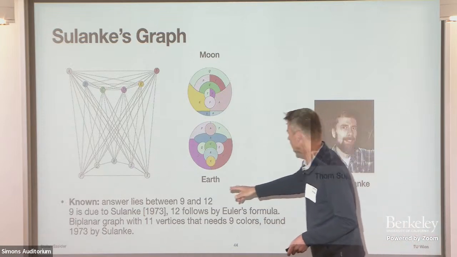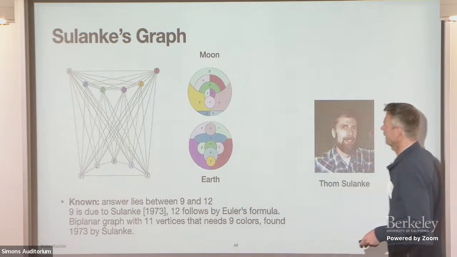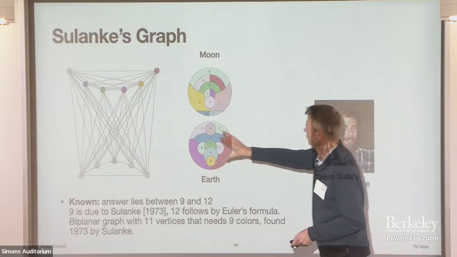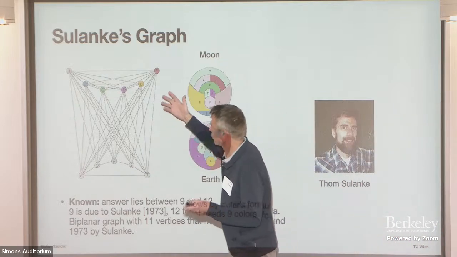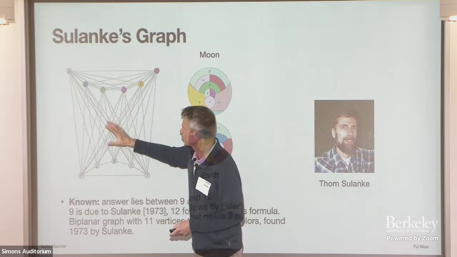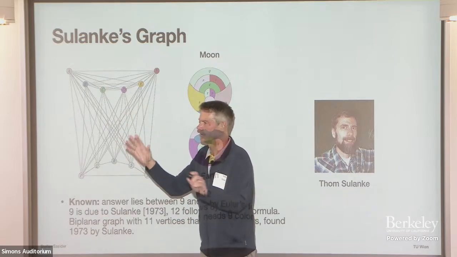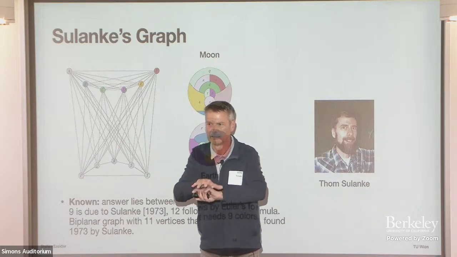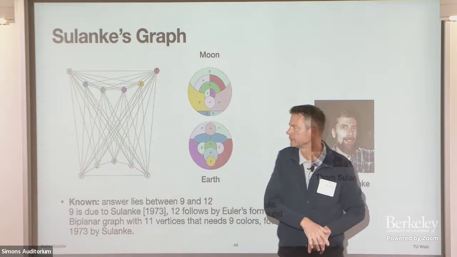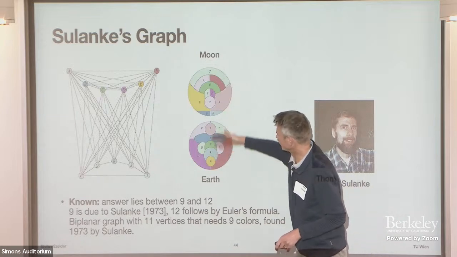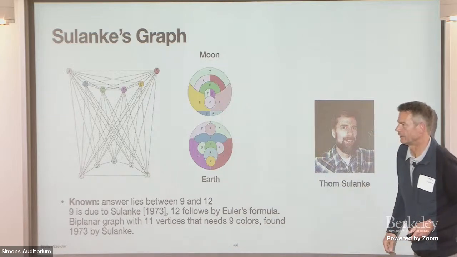The lower bound 9 is due to Solanke, who came up with this graph, which is a so-called biplanar graph. You can partition the edges into 2 sets, which gives you 2 planar graphs. You can think of this graph as an overlay of 2 planar graphs. And these are the corresponding map colorings.